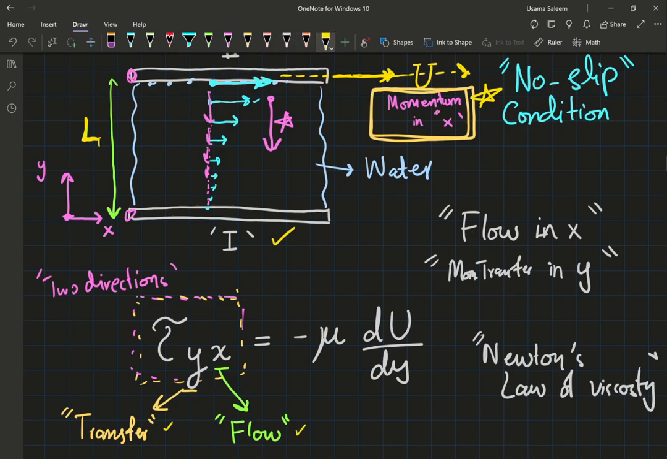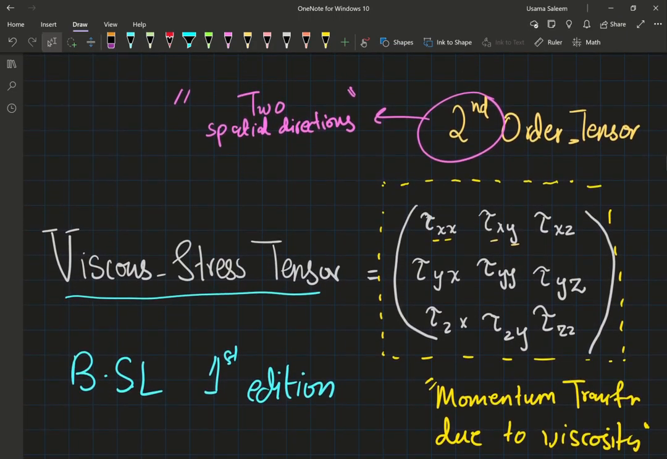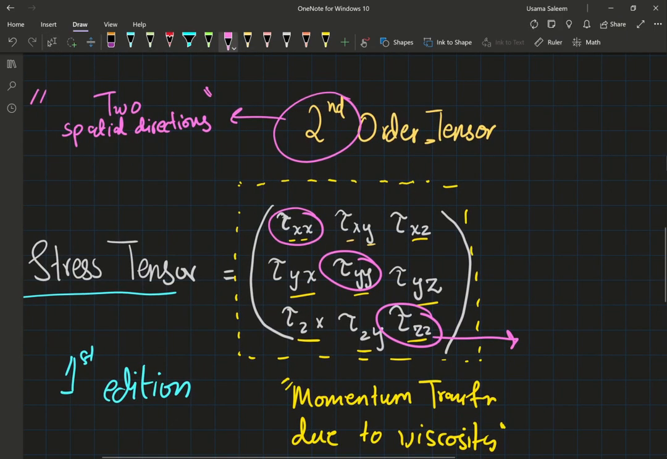And yeah, you need a direction of transfer and you need a direction of flow. You're done. So this is our viscous stress tensor as shown in the first chapter of Bird, Stewart, and Lightfoot. And here, as you can see, you need two directions. One direction for flow and the other one for transfer of momentum. Just to note, for these diagonal terms, both directions are the same. If both directions are the same, they're known as normal stresses. We'll talk more about that hopefully in later videos.